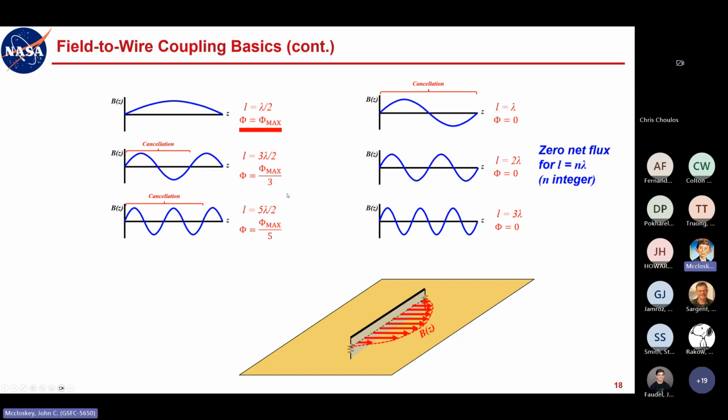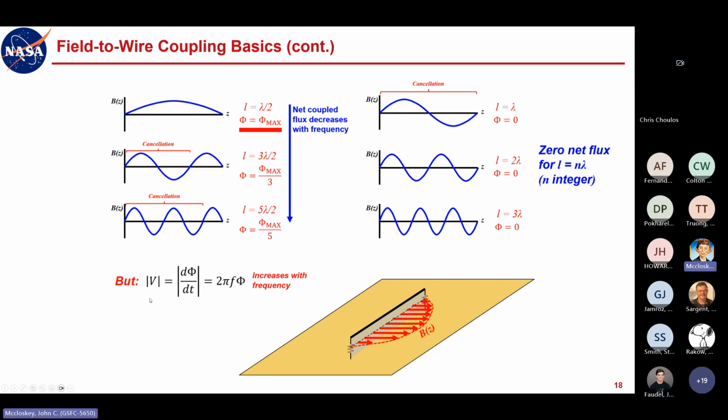So we can see here that the net coupled flux decreases with frequency, right? It's proportional to 1 over F. So when you increase the frequency by a factor of 3, you get 1/3 the coupled flux. Increase by a factor of 5, you get 1/5 of the coupled flux.